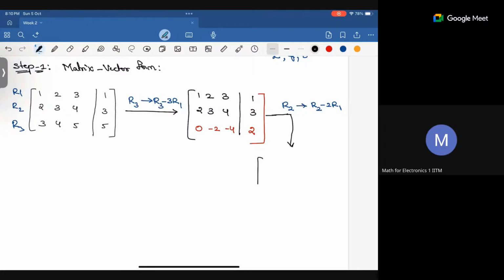So now my matrix will change to 1, 2, 3, 1 because I am not changing row 1 at all. Even row 3 also won't change. 0, minus 2, minus 4, 2. So the only row that changes is row 2. So now row 2, instead of 2, it will become 0. Now for the second entry, 3 minus 2 times 2, which is 4. So 3 minus 4 is minus 1.